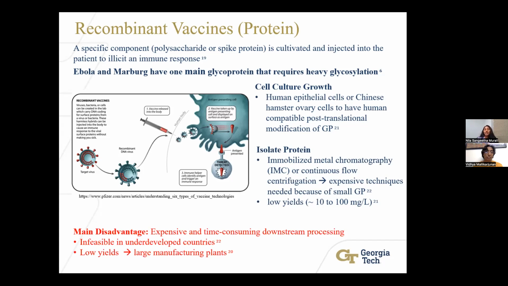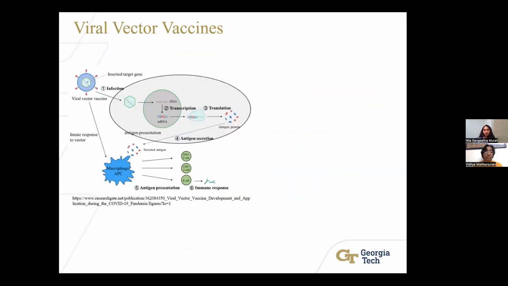Therefore, the main disadvantage is those expensive and time-consuming downstream processing units that are required. And then also, this becomes very infeasible in underdeveloped countries, and these low yields are also going to require large manufacturing plants in order to overcome the low yields. So the next thing we considered were viral vector vaccines.